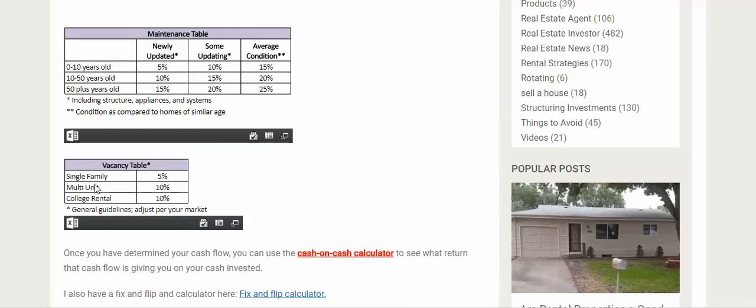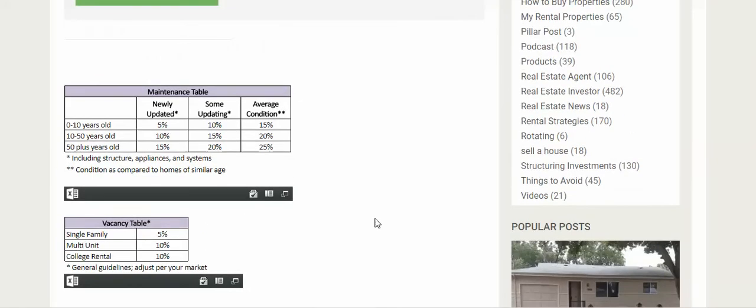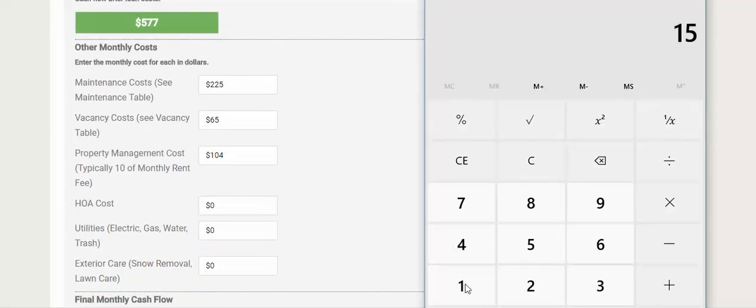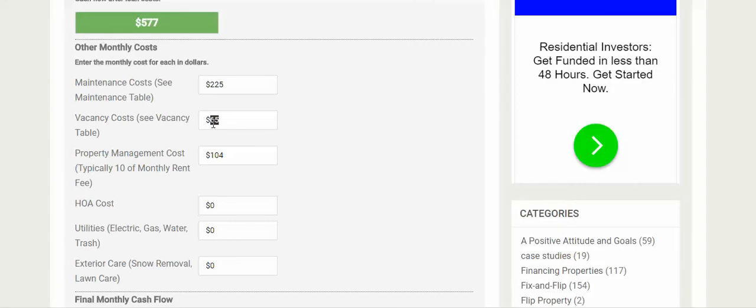My vacancy table, I kind of went for single family, multi-unit versus college rental. This can vary as well depending on your market, how high vacancy rates are. In most areas of the country right now, we have low vacancy rates, so these numbers are fairly low. If we had a ton of rentals available, you might want to raise these figures. But I'm going to go with 5% for a single family property, which, if we get out my trusty calculator, that's $75 a month. So we'll make that 75, and I'm going to make this 0 just for now.